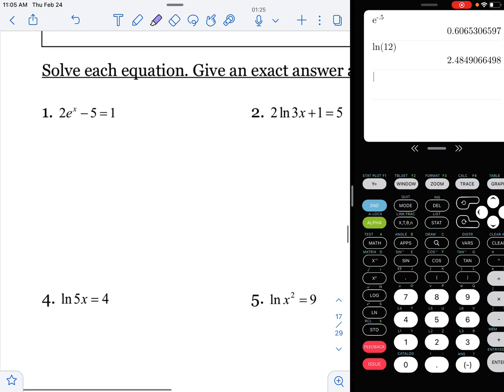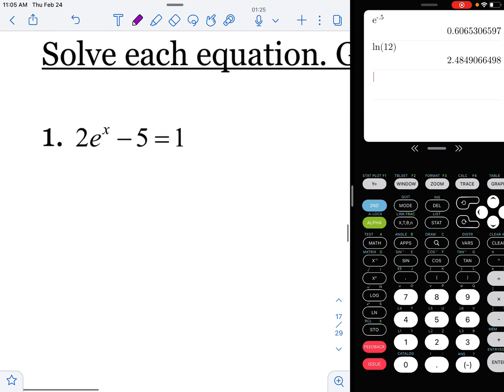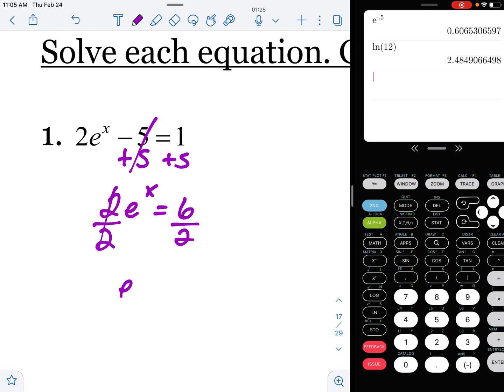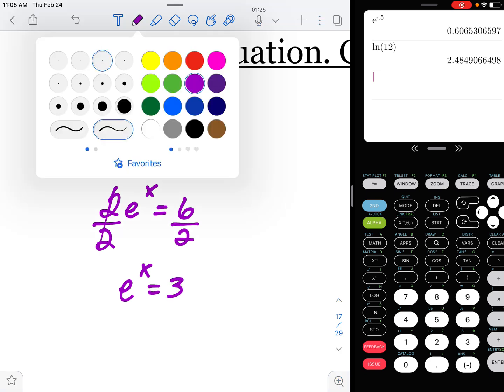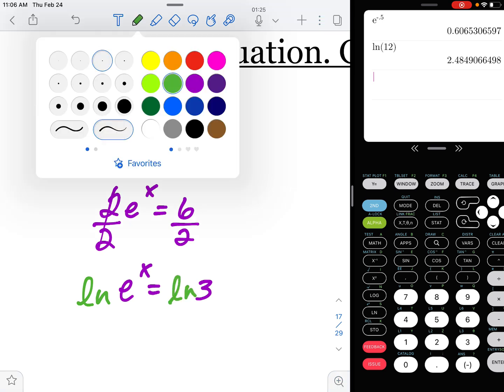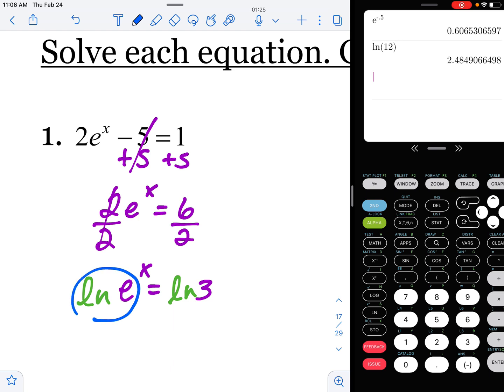So if we were to look at number 1, for example, in this problem, I would want to get that e to the x by itself. So I would first add 5 to both sides, giving me 2 e to the x equals 6. And then I would divide by 2, giving me e to the x equals 3. And now at this point, now that I have the e to the x by itself, this is when I'm going to ln both sides. And I'm just going to scooch that over. So I'll ln here. And then I'll say, oh, hey, what do you know? I know that these are inverses, so they cancel off. So that means that x equals ln of 3.